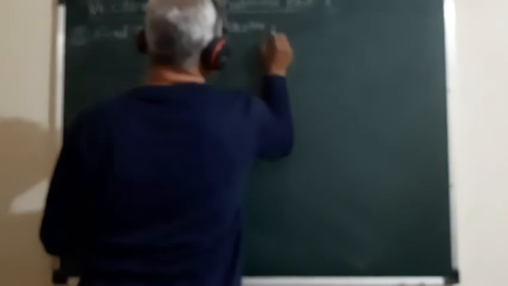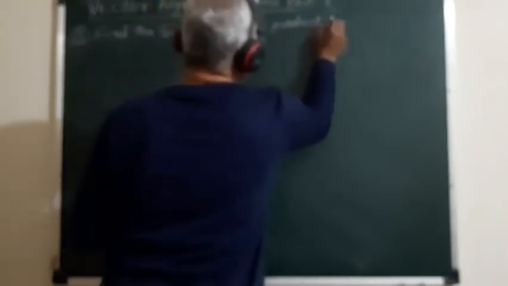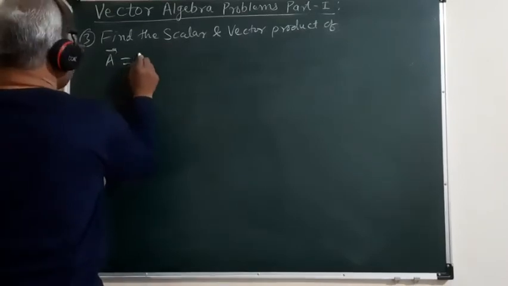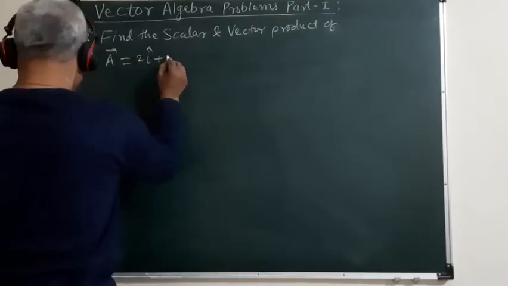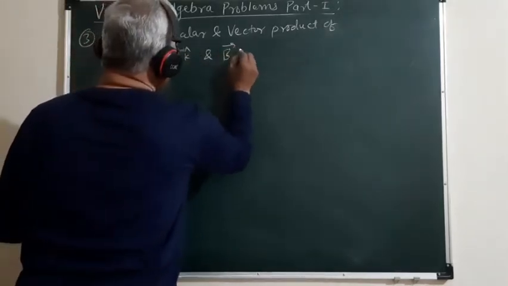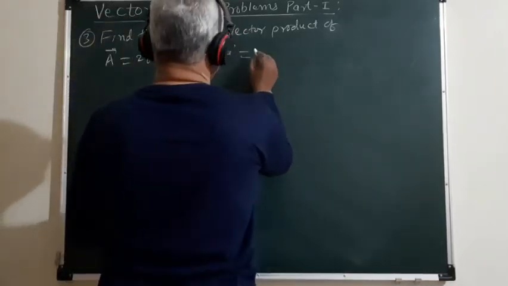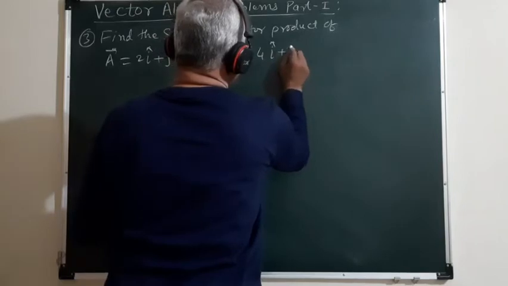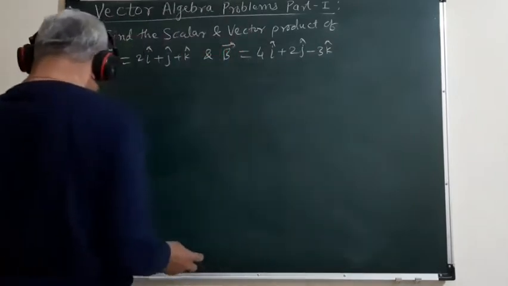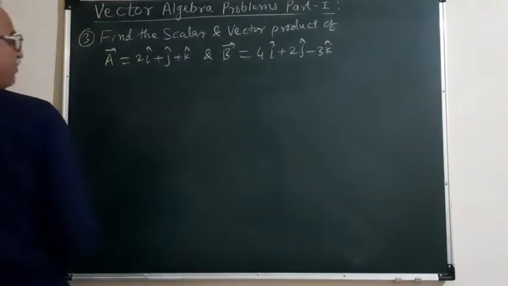Find the scalar and vector product of a bar equal to 2i cap plus j cap plus k cap and b bar equal to 4i cap plus 2j cap minus 3k cap. Also find the angle between a bar and b bar.